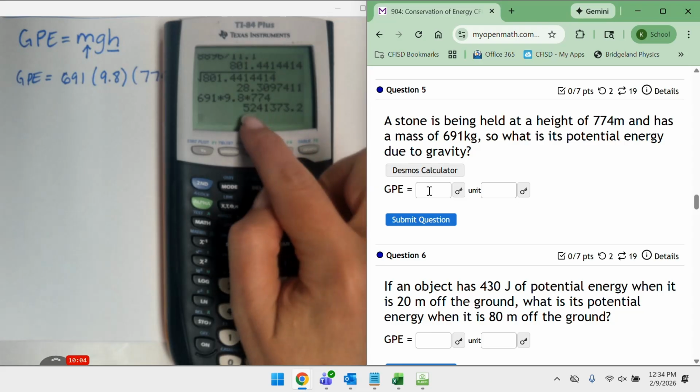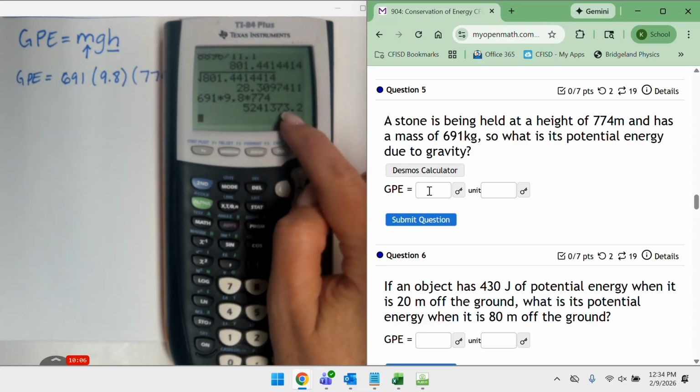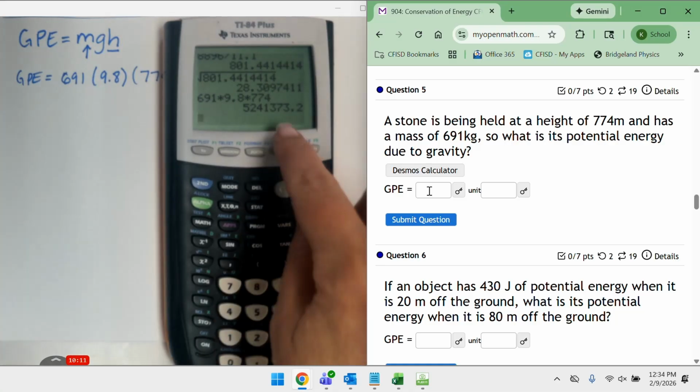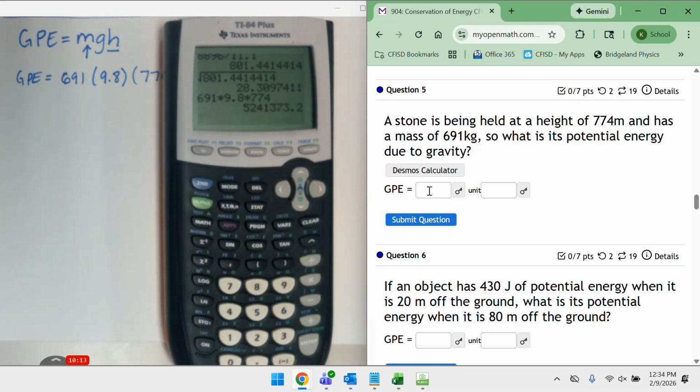Because if you do that, that's the same as rounding this to 5,241,000. You have lost all of these digits and all of this precision. So be very careful if you are using the Inspire, and you might need to double check your settings to make sure that it's not chopping off decimal places or giving you scientific notation when you don't want it.